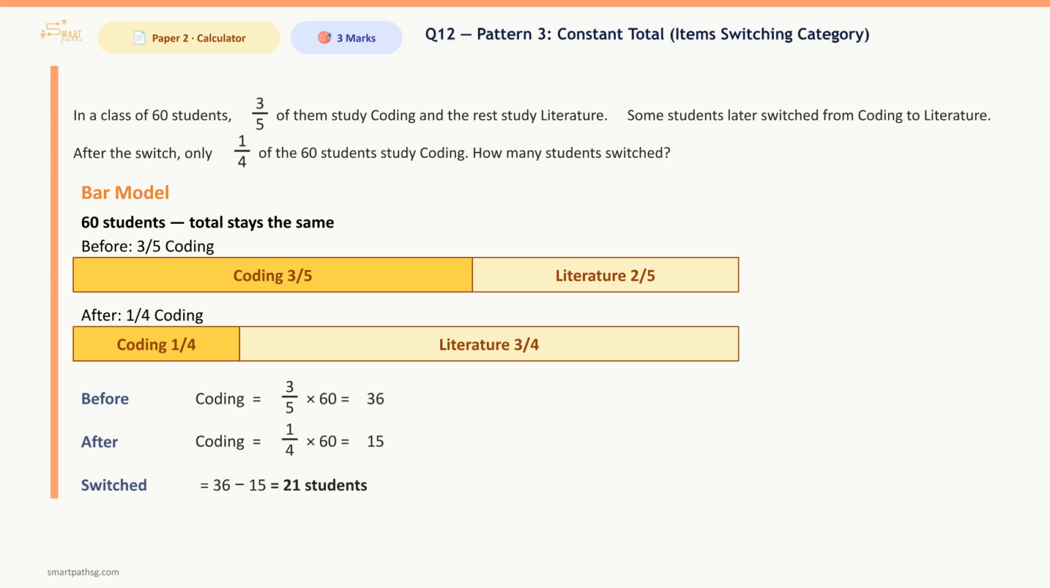To recap, when the total quantity is given and remains constant, simply compute the starting amount, the ending amount, and the difference between them is the amount that changed category.